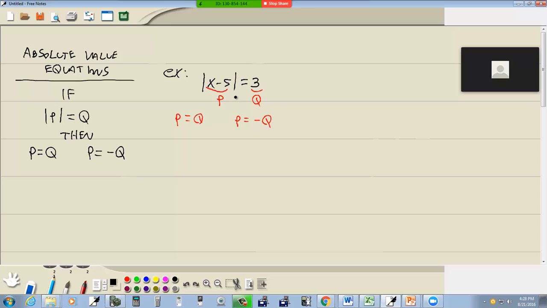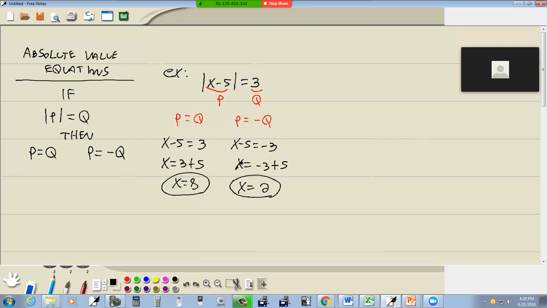So everywhere I have a P, I'll plug in x minus 5, and everywhere I have a Q, I'll plug in 3. So we got x minus 5 is equal to 3, and x minus 5 is equal to negative 3. Now at this point, these would be linear equations, and we'll go through our 4-step method for that. In this case, there's not much left except for move the number over. So I'll move the negative 5 over, and it becomes a positive 5. So we got x is equal to 8. And here I'll take the negative 5 over, and it becomes a positive 5. And negative 3 plus 5 gives us 2. So those would be our two answers.